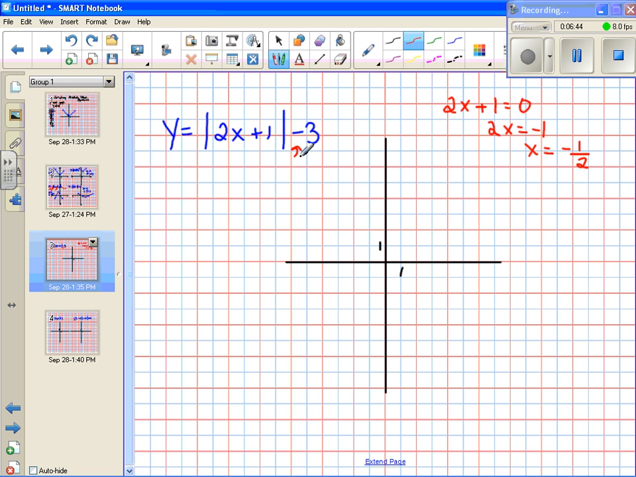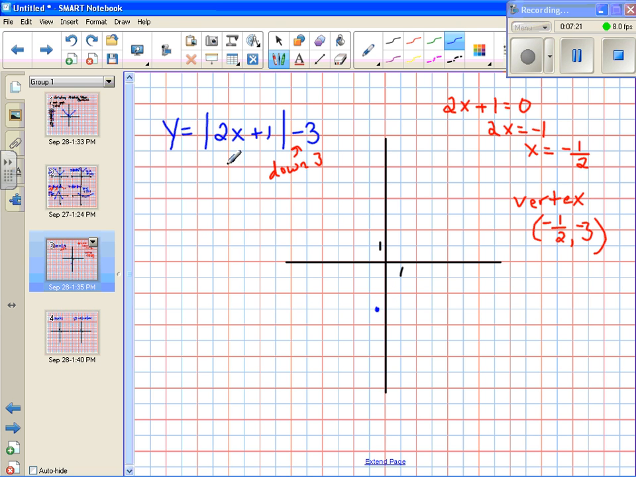This is still going to go down 3. So my vertex is going to be located at -1/2, -3. Because of this 2, it's also going to shift it. I have to divide by the 2. So I can still do the opposite here and say -1, but then if there's a number up front of the x, a coefficient to the x, you have to divide by that number. So I'm going to plot the point -1/2, -3.